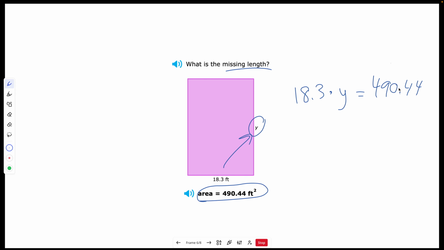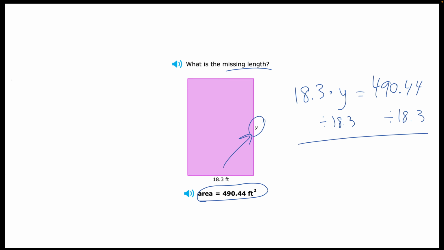Now there are two ways to look at this problem. One, if you've learned how to solve it with equations, you could solve this with an equation. But at the end of the day, you're just going to divide. So you're going to divide by 18.3 to get your answer. I'm going to use a calculator here. When I divide 490.44, the area, by the number that I'm given, 18.3, I get an answer of y equals 26.8. And this is feet.